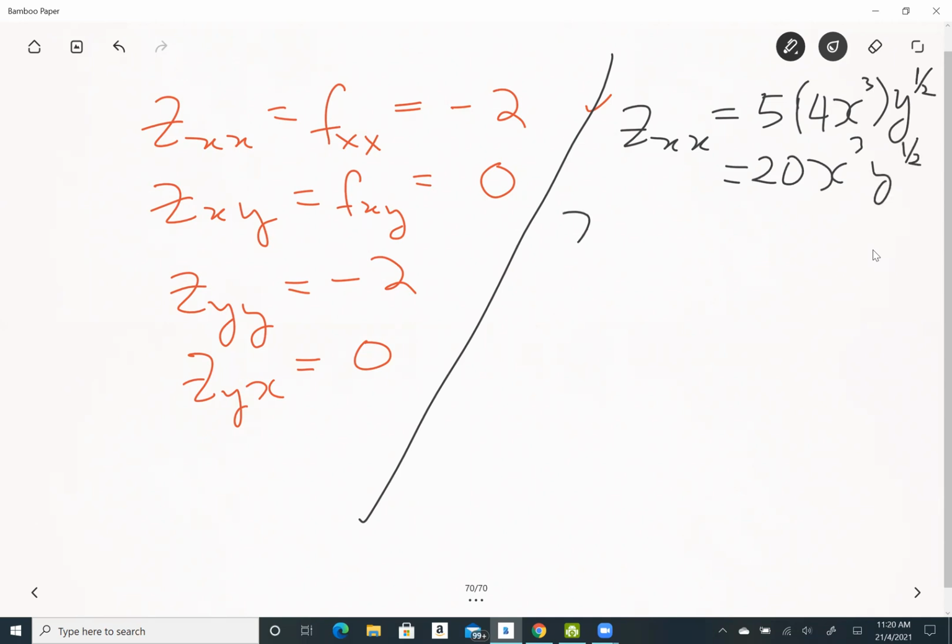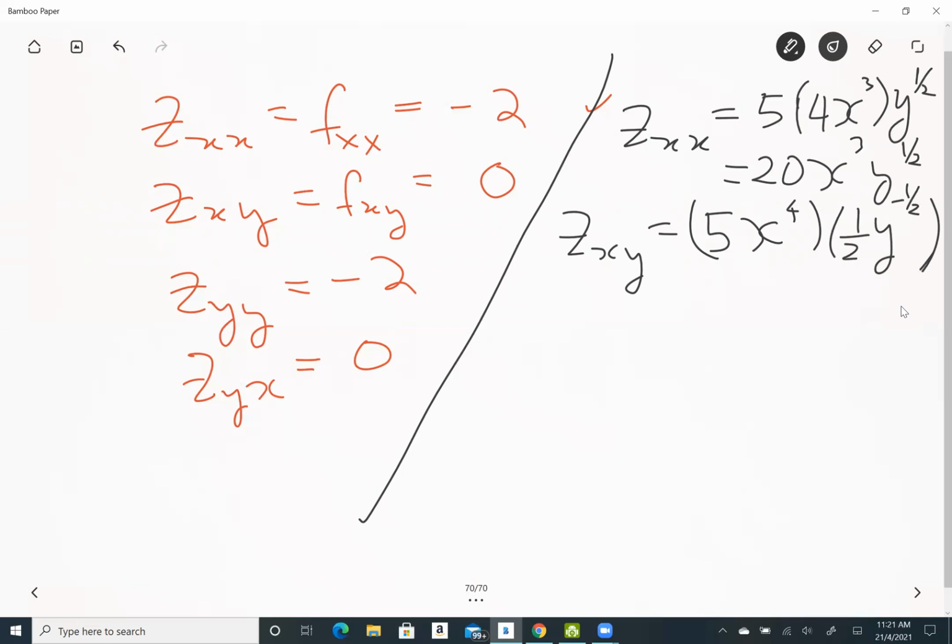Okay, so now zxy. Differentiate zx with respect to y. So what do I get? Here, the 5 is a constant. x to the power 4 is a constant. Okay, the only variable is what? y to the power of half. So what do I get? Half y to the power of negative half. Did you get it? If you didn't get it or you got it wrong, check where you made the mistake.